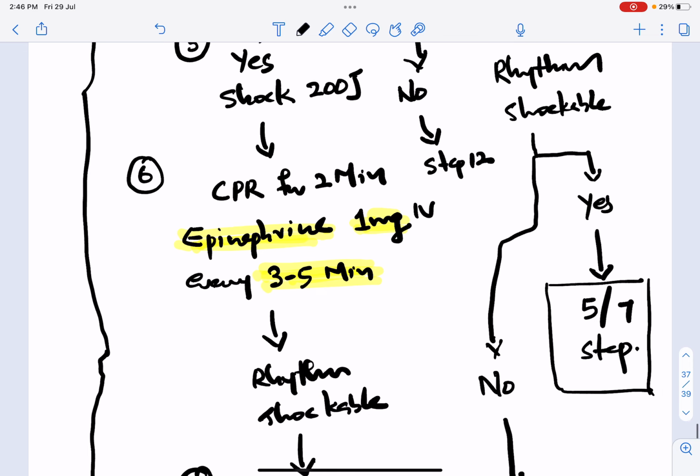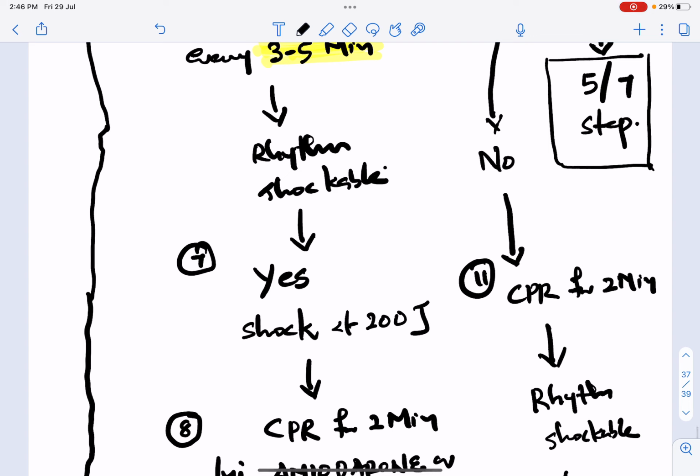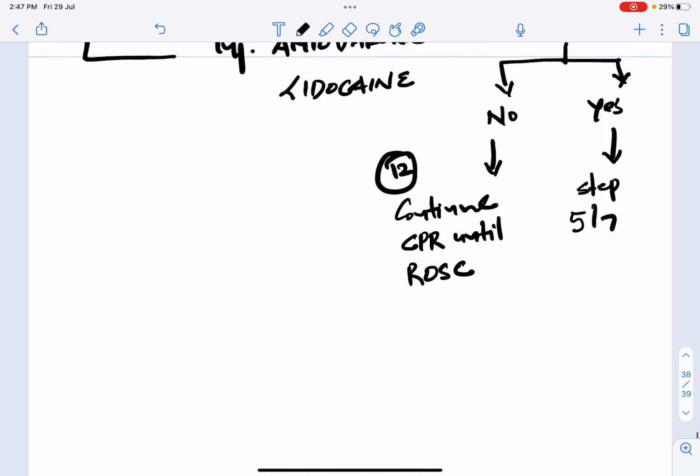Okay, here also, if the rhythm was previously shockable and has now become non-shockable, go to step 12. A little bit confusing, but if you follow from the beginning in the particular order I have written, you can easily understand the ACLS algorithm. So this is how you have to resuscitate a patient once you get a defibrillator.